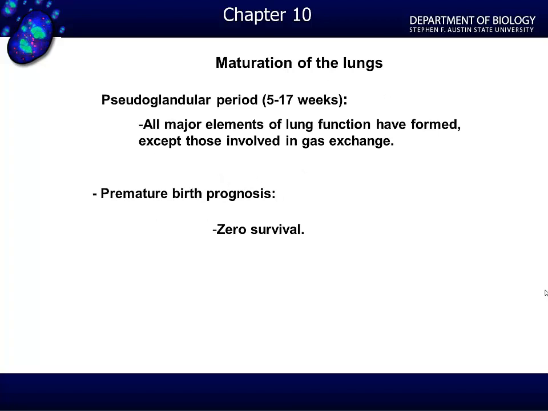So from 5 to 17 weeks, this is our pseudoglandular period. We basically have everything in place for lung function, except we don't have the membranes in place, the very thin portion, the association with capillaries, so no external respiration is going to occur. And prior to 17 weeks, if there's a premature birth, there is zero chance of survival because of zero gas exchange that's occurring.